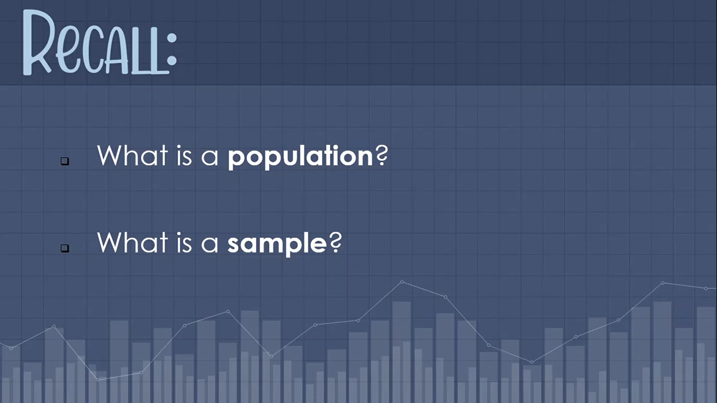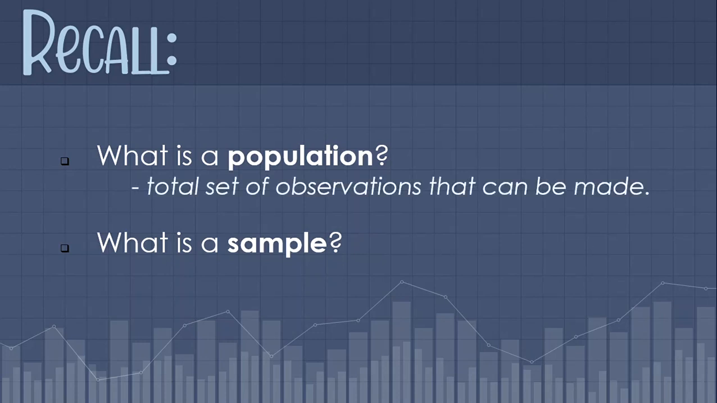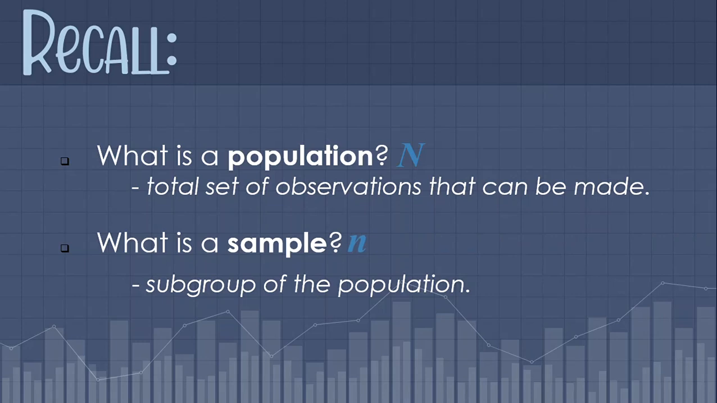So before we proceed to our main topic, let's first recall the difference between population and sample. Again, population is the total set of observations that can be made, and it is denoted by the uppercase N. And a sample, on the other hand, is just a subgroup of the population, and it is denoted by lowercase n.